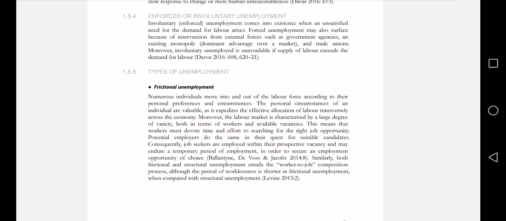Enforced or involuntary unemployment. Involuntary or enforced unemployment comes into existence when an unsatisfied need for the demand of the labor arises. Forced unemployment may also surface because of intervention from external forces such as government agencies and existing monopoly dominant advantage over the market and trade unions. Moreover, involuntary unemployment is unavoidable if supply of labor exceeds the demand of labor. Dava 2016, 608 and 620 to 621.